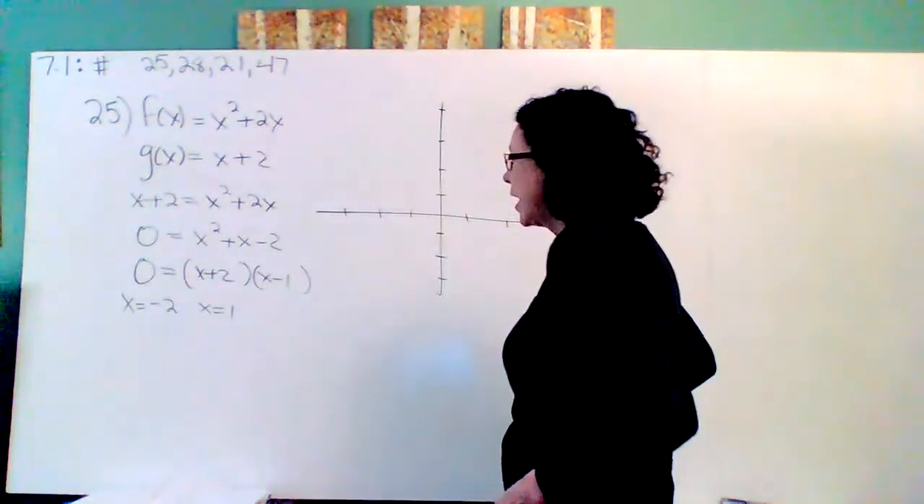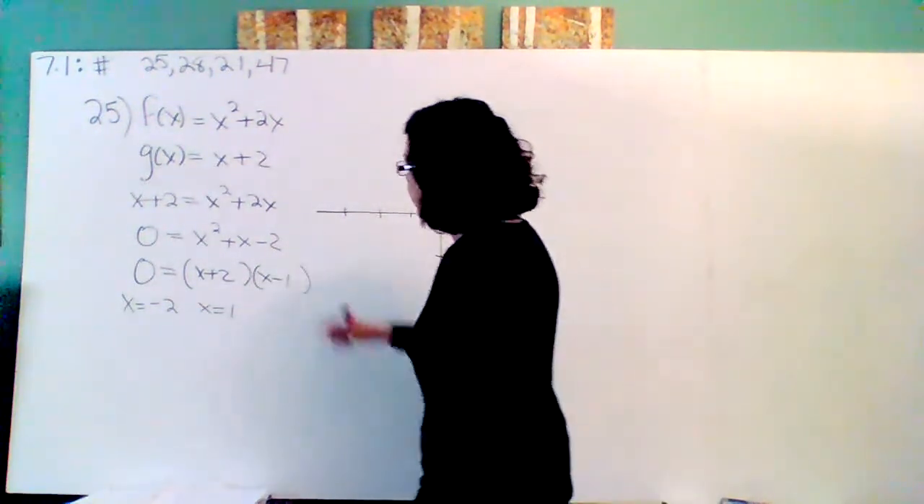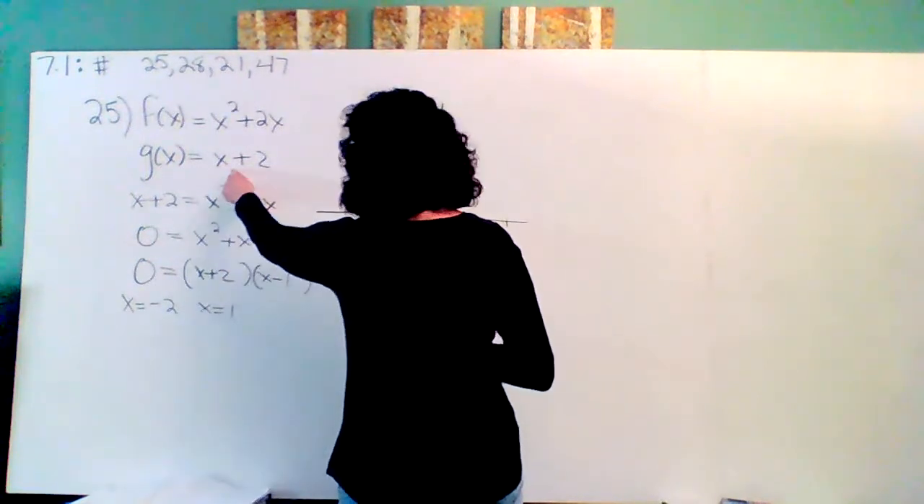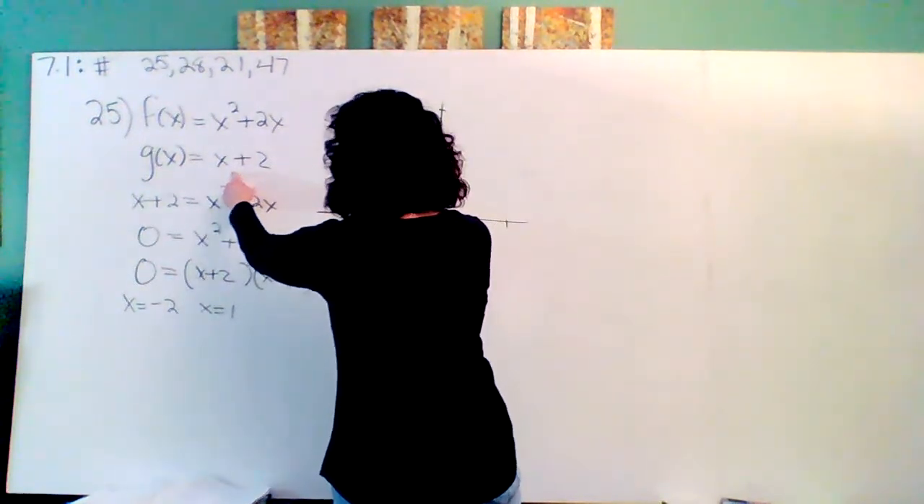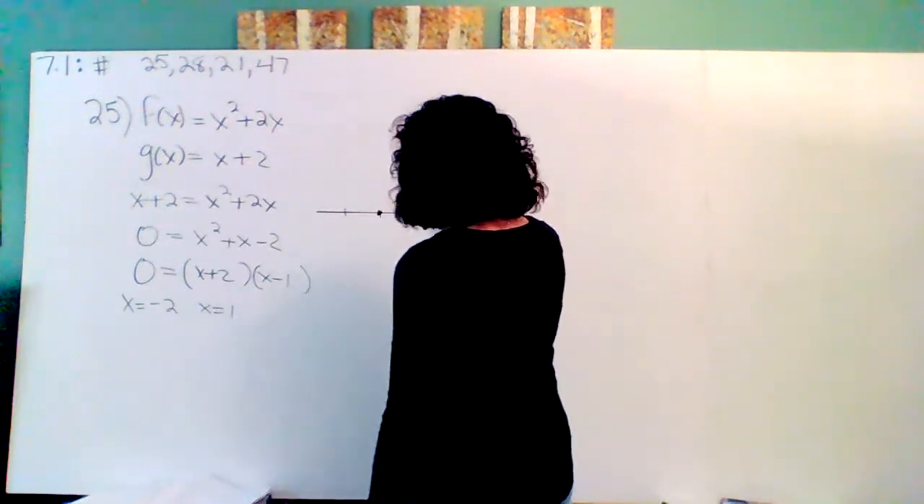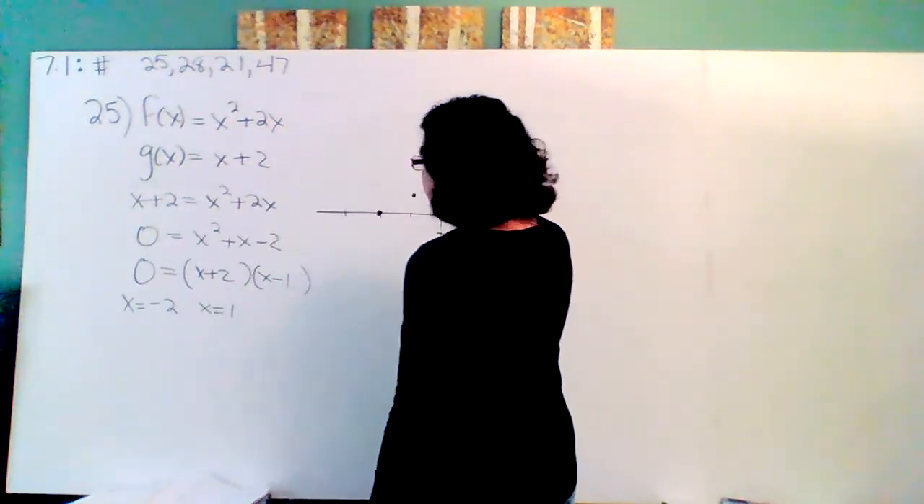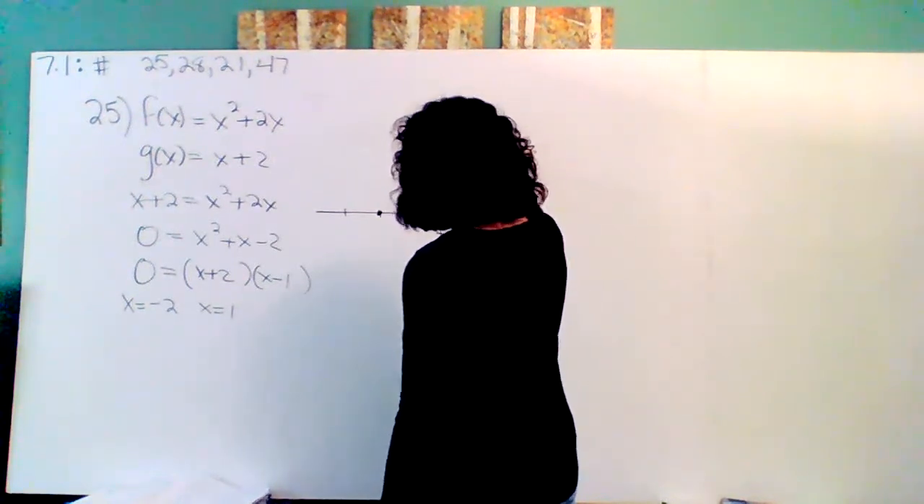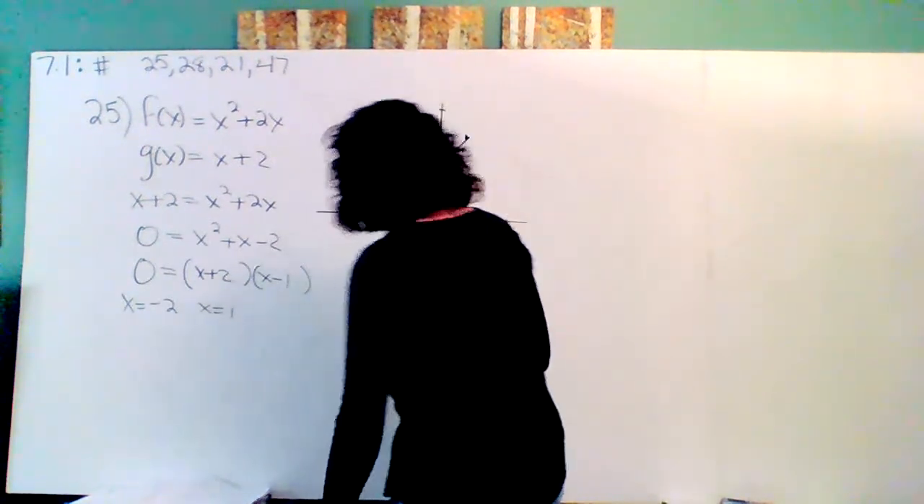Let's go ahead and graph the line first, right? The line is at negative 2, it's at 0. At negative 1, it's at 1. Obviously at 0, it's at 2. And at 1, it's at 3. So here is the line that we have.